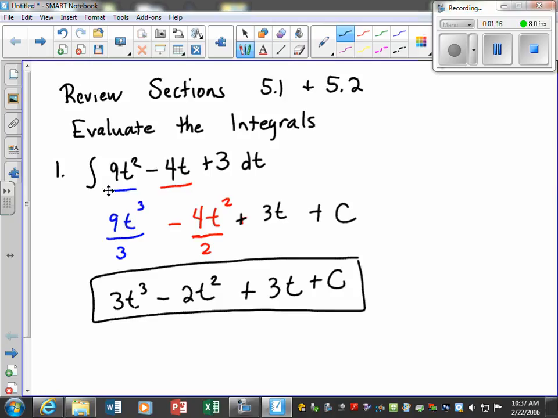Now, if you're not sure, some of you have the copy in front of you, but if it's the integral of x to the r dx, then we'll have x to the r plus 1 over r plus 1 plus a constant. So that's the rule that we just used.